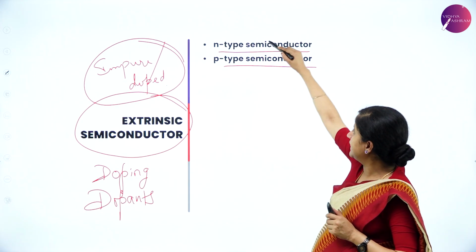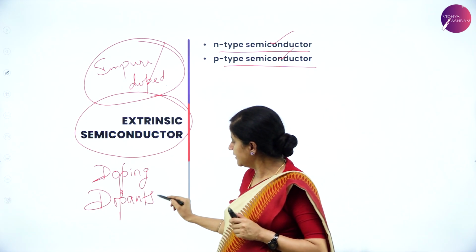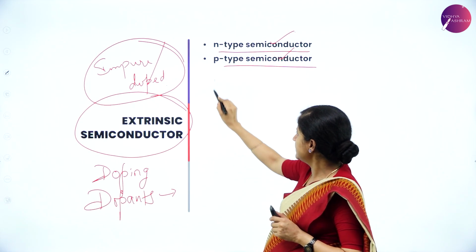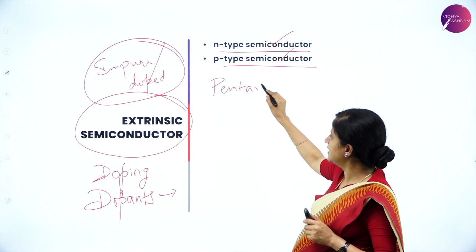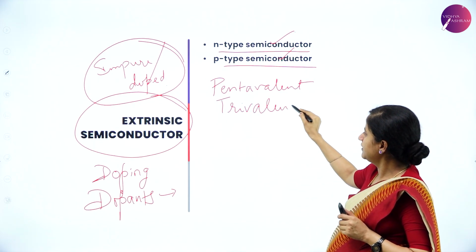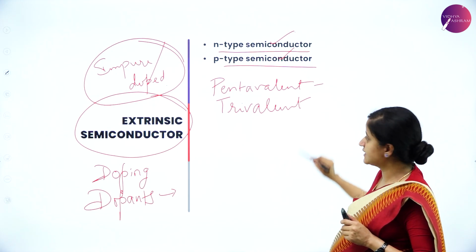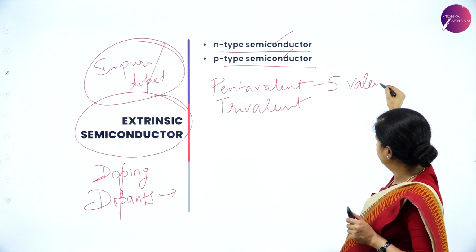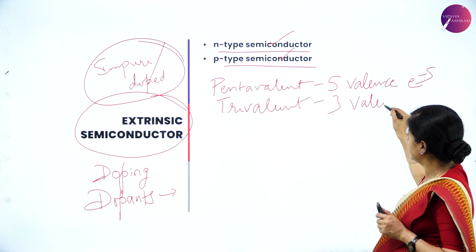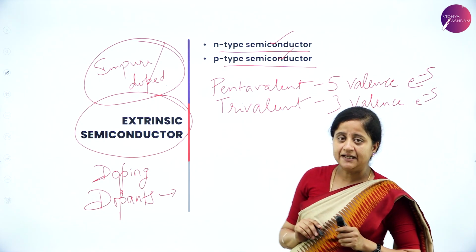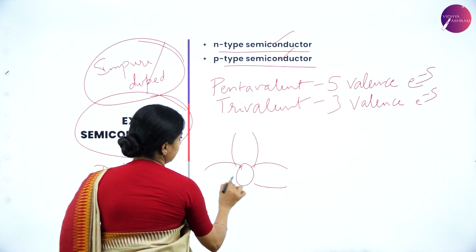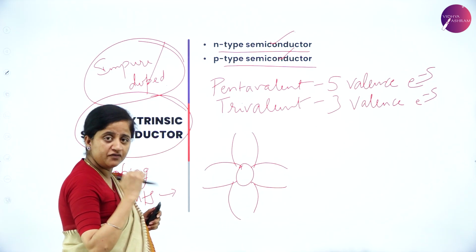So before understanding N-type and P-type semiconductors, what are the types of dopants we have? Let us understand. We have two types of dopants. One is pentavalent, the other one is trivalent. What do you mean by pentavalent? Which means the impurity has 5 valence electrons, and trivalent means we have 3 valence electrons. Generally, an intrinsic semiconductor is a tetravalent semiconductor, that is 4 valence electrons.